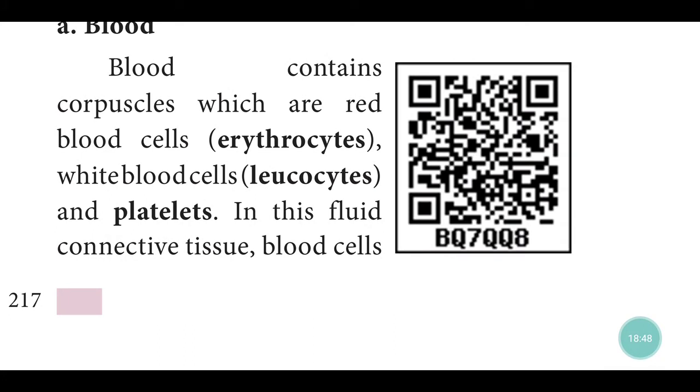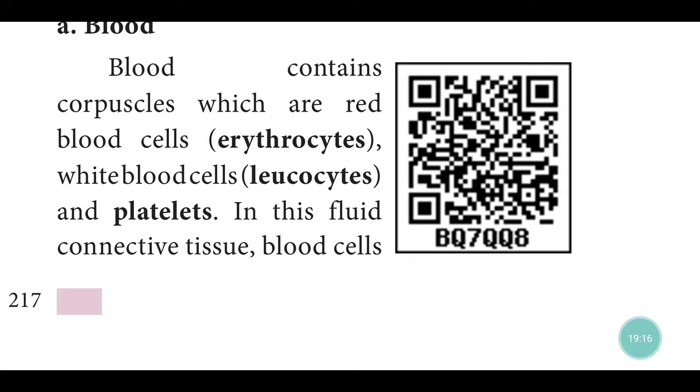Blood contains corpuscles, which are red blood cells. Red blood cells are called erythrocytes. It is red in color. What is the reason? Because hemoglobin is present. There is one pigment, what is that? Hemoglobin. That's why it is red in color. The erythrocytes live inside our body for 120 days. That's the lifespan. It is generated inside our bone marrow. It dies in our spleen.